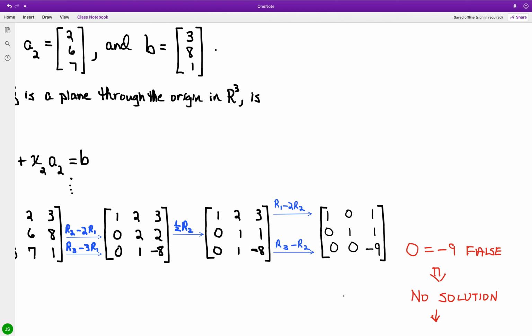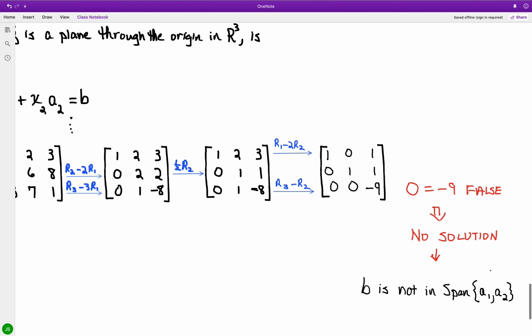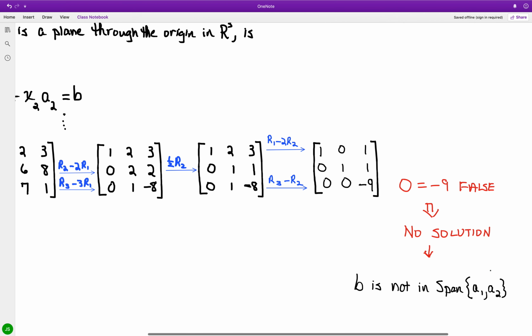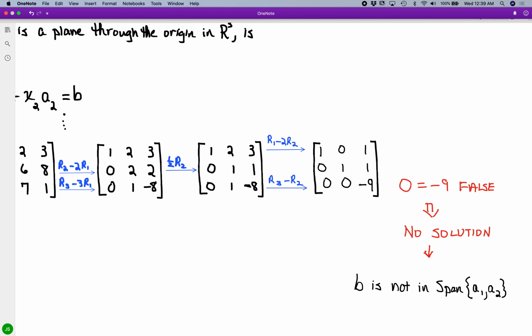Now I have a stumbling block because the bottom row says that 0 is equal to negative 9, and that is false. So there is no solution, and so we have in effect that b is not in the same plane as a1 and a2. So b is not in the span of a1 and a2.